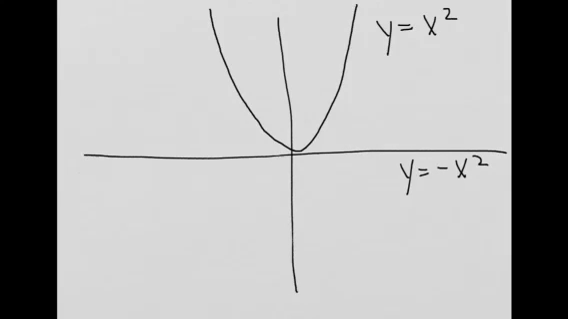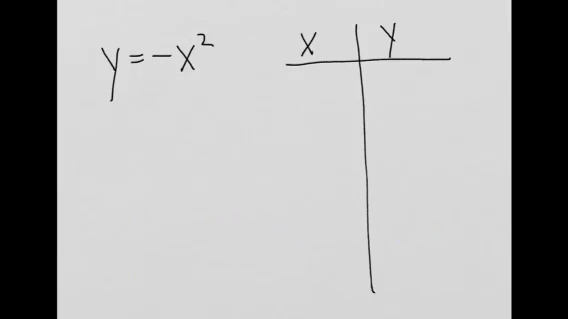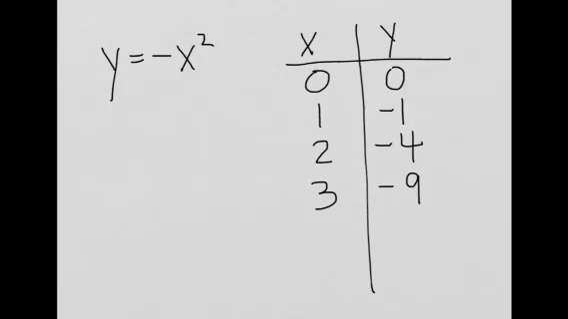First, let's see what happens to this in a table. Here you see the two points that I'm going to be plotting. When x is 0, y is still going to be 0, so this graph is going to go through the origin. When x is 1, x squared is 1, but we're taking the negative of that, so y is going to be negative 1. When x is 2, x squared is 4, but we're taking the negative of it, so y will be negative 4. When x is 3, x squared is 9, and we're multiplying that by minus 1, a, so that will be minus 9.